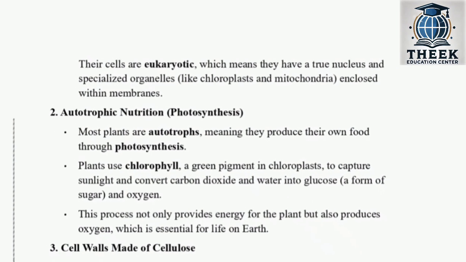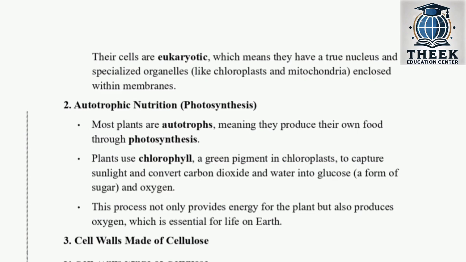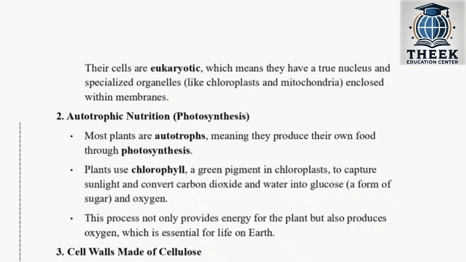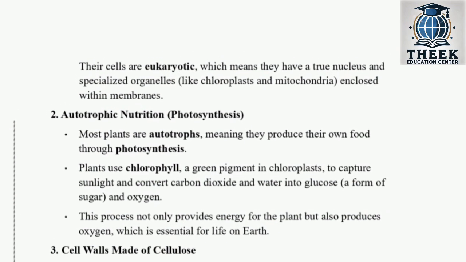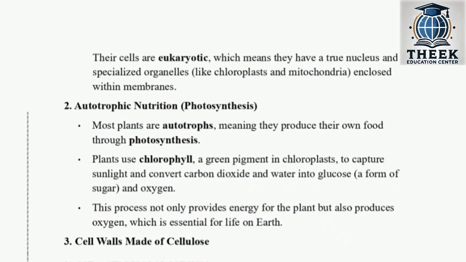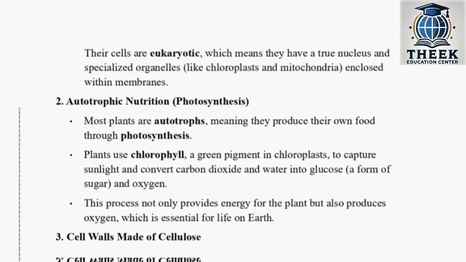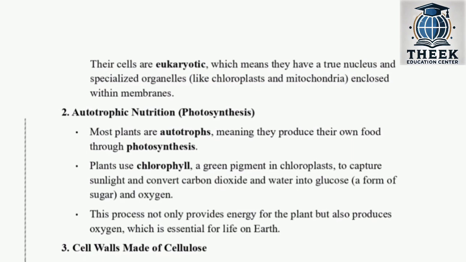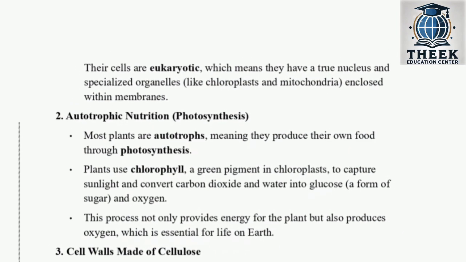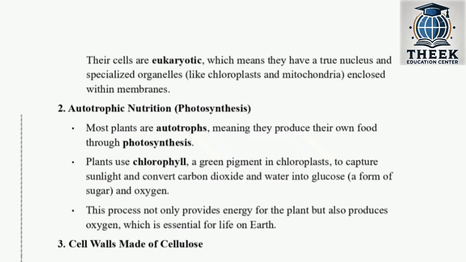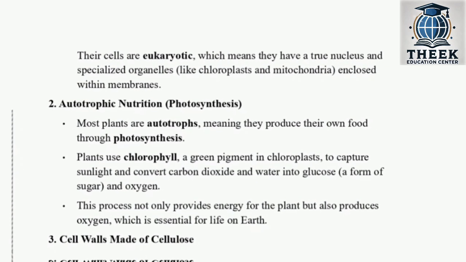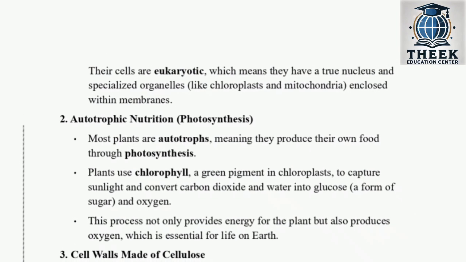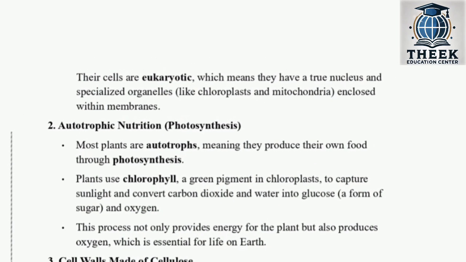They use chlorophyll, a green pigment in chloroplasts, to capture sunlight and convert carbon dioxide and water into glucose. This glucose is a form of sugar, and in that process oxygen is produced. This process not only provides energy for the plant but also produces oxygen. Oxygen is essential for life on earth. All other living things depend on that oxygen. So plants play a vital role in the environment.